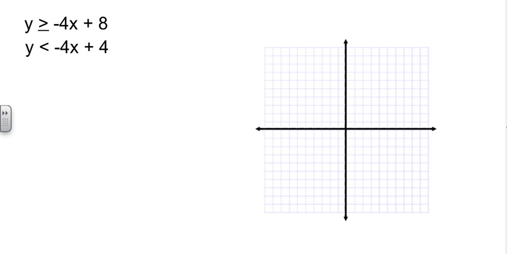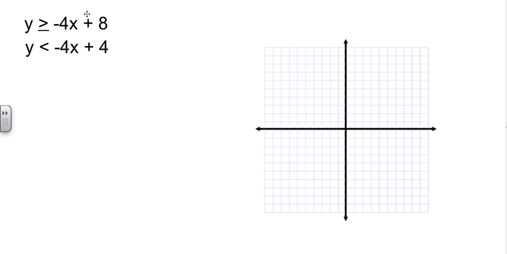Now let's try another situation to see what's going to go on here. This is a little bit of a different deal. We have y is greater than or equal to negative 4x plus 8, and y is less than negative 4x plus 4. Now, hopefully you've noticed that these two lines have the same slope. This means these two lines are parallel.